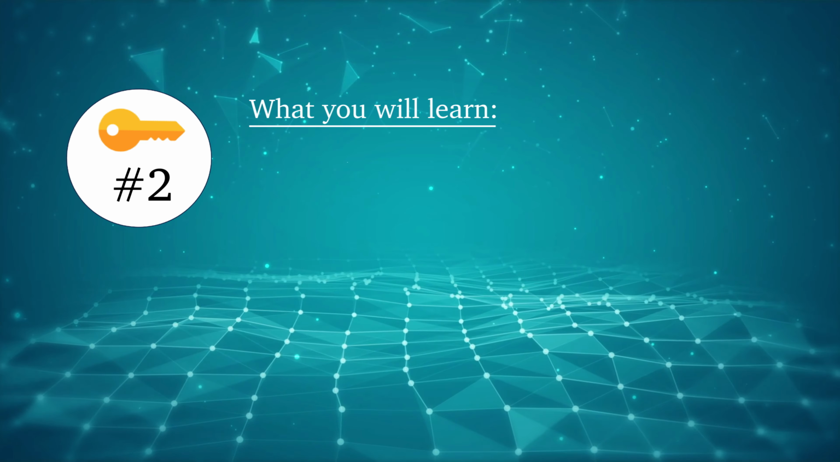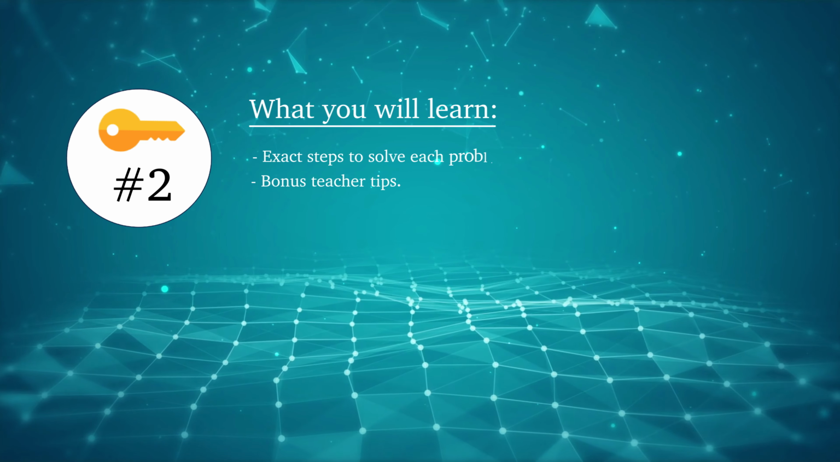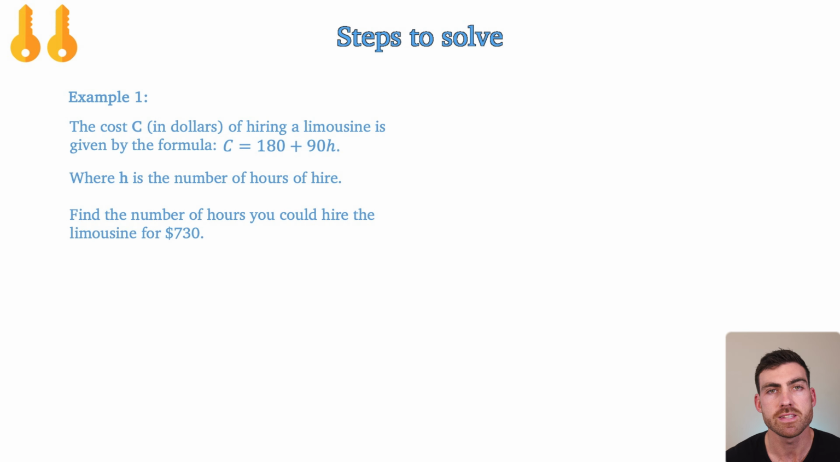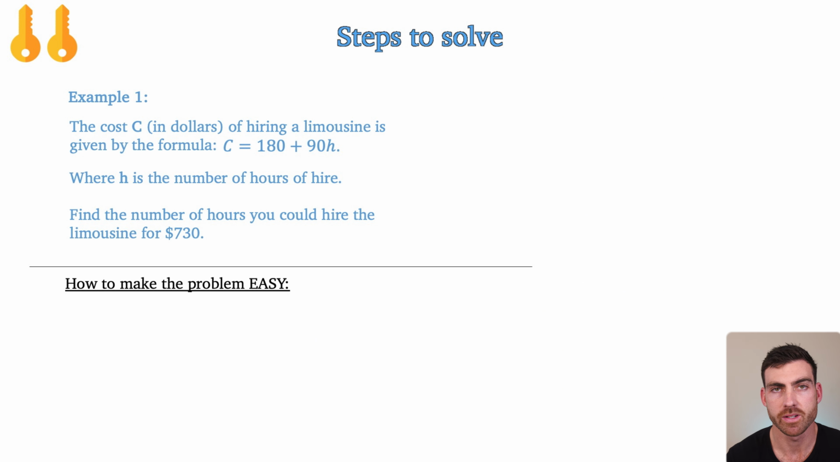In this section, you will discover the exact steps to help solve these problems and bonus teacher tips. Let's see this in action. In your exam, these questions will look like short stories about real-life situations. They'll give you a formula, explain what each letter means, and hide the numbers you need inside the text. To remove the guesswork and stop common mistakes, I've created a repeatable 4-step process that works every time.